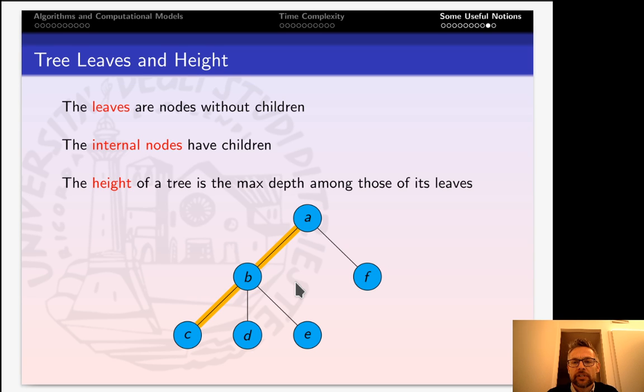Finally, well, not really finally, but almost finally, the height of the tree is basically the maximum depth among all the leaves of the tree itself. So the height of this tree is 2 because the maximum depth among C, D, E, and F is 2. Please observe in this example that we also have a leaf whose depth is not 2, is smaller than 2. In this case, for instance, F, whose depth is 1. Okay.